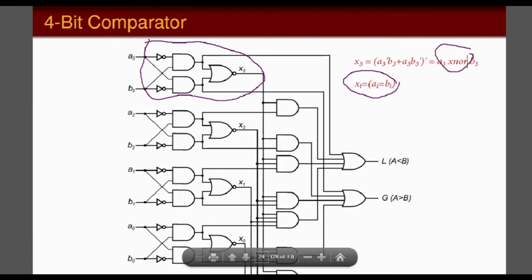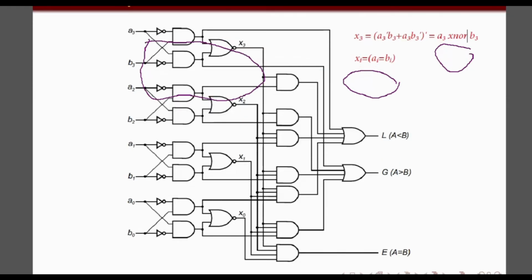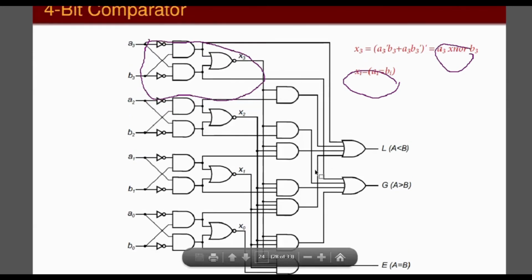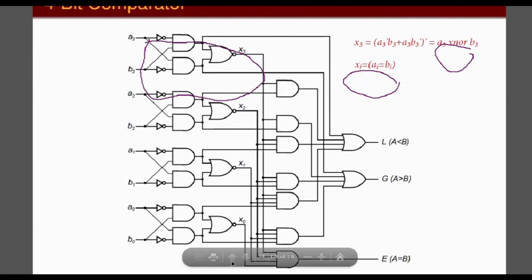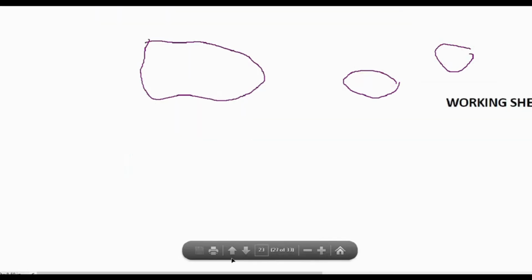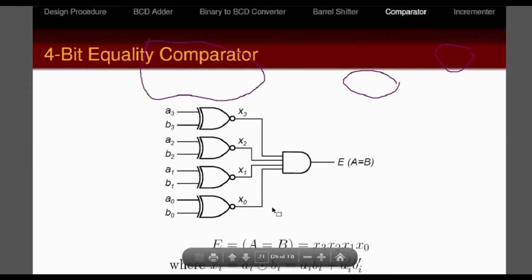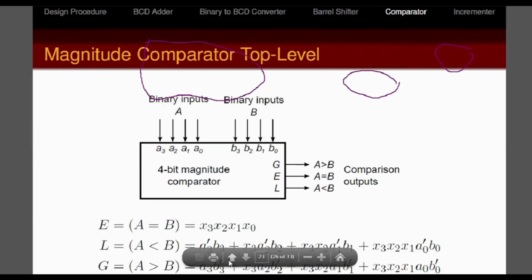Should I explain this one? The best thing is for you to do it. The process is you will compare. This implementation is exactly following this equation, these two equations, nothing else.